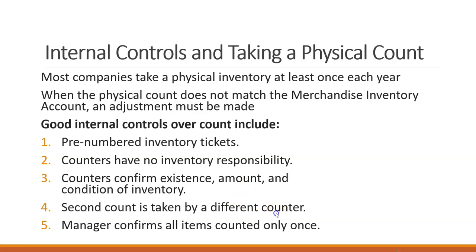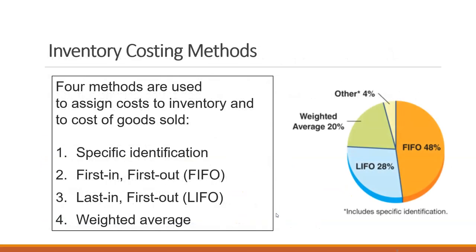We have 4 methods for costing inventory. These 4 methods are specific identification, first in, first out, or FIFO, last in, first out, or LIFO, and weighted average. You can see on this pie chart here that FIFO is the most common inventory costing method. LIFO and weighted average are also used, and specific identification is in the other.